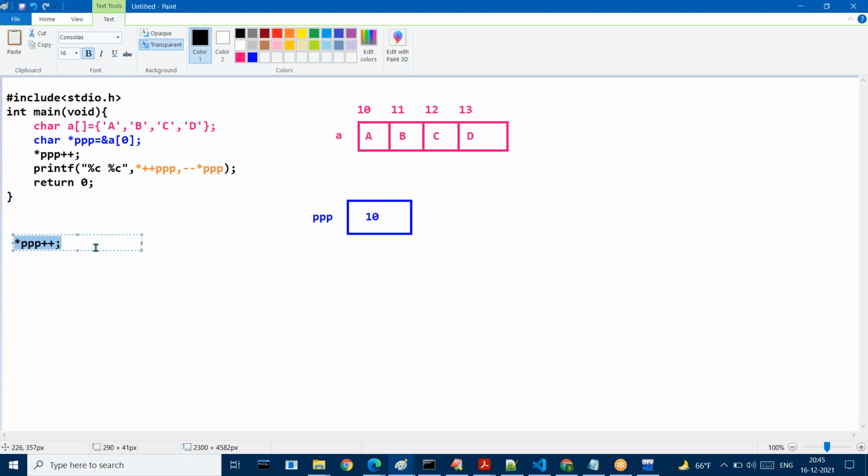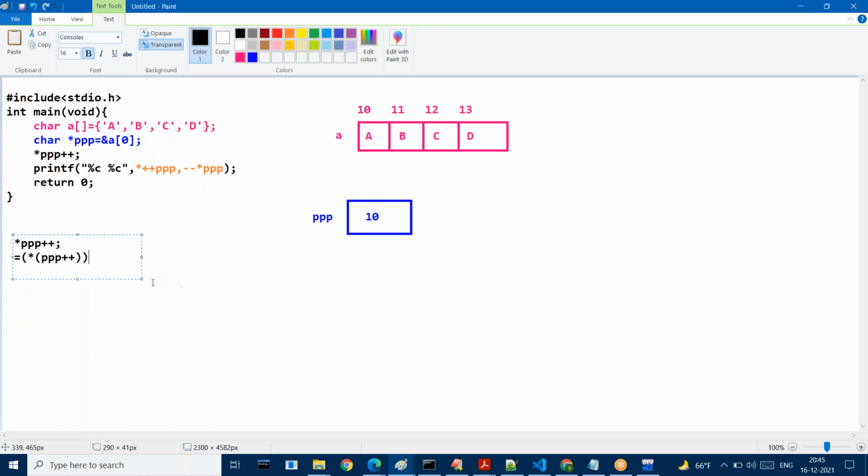So that is why the expression will be bracketized in this way. Post increment has high precedence, so it will be bracketized this way: this part first and then this part. This is how it will be bracketized.